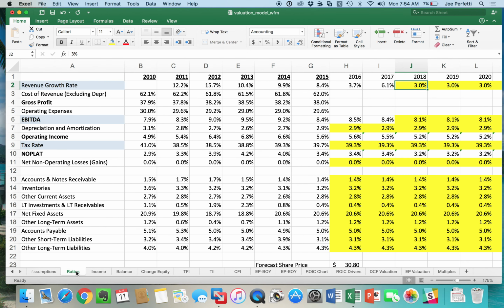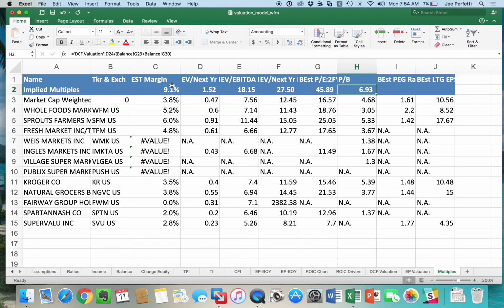So let me go back to my previous example. Again, let's say we have 12% growth per year, and we have 12% margins. I'm now at an $80 share price. I go over here to my multiples and I see that's an implied margin of 9%. No one in the industry is making 9%. That's an EV to sales of 1.52. There's no one in the industry close to an EV to sales of 1.52. That would be an EV to EBITDA multiple of 18.15. No one in the industry is even close to that. That would be an EV to EBIT ratio of 27.5, a PE of 46, and a price to book of 6.93.